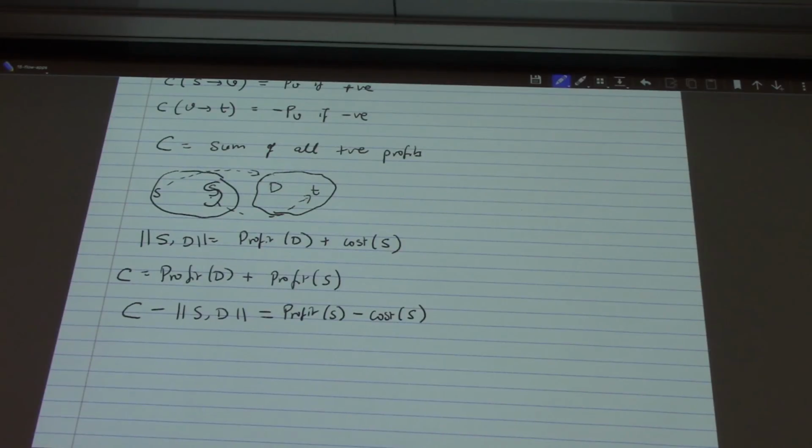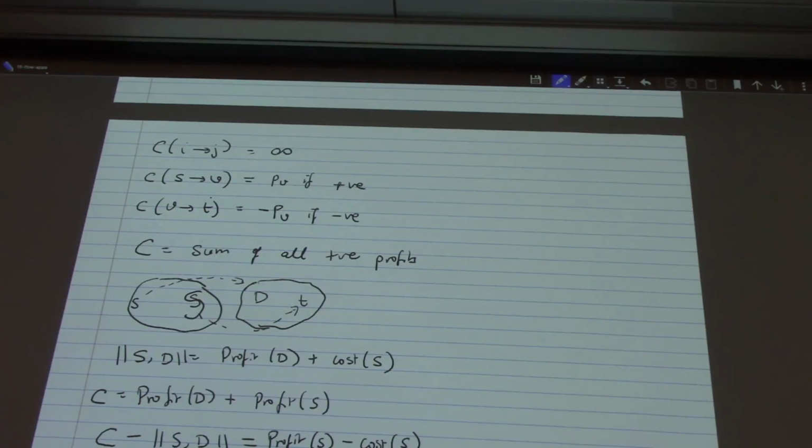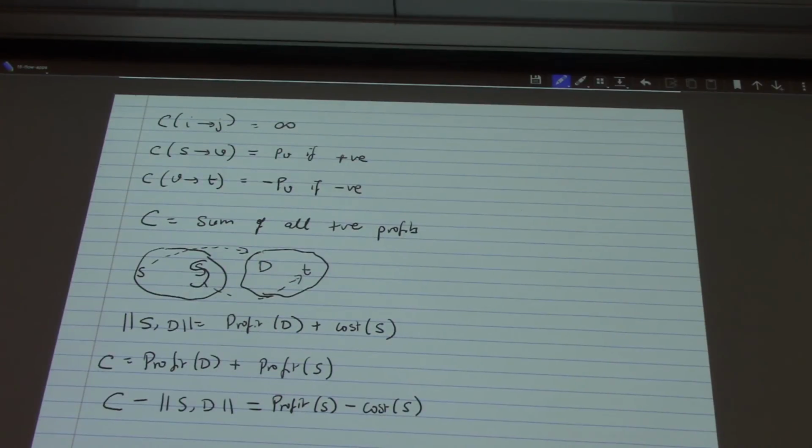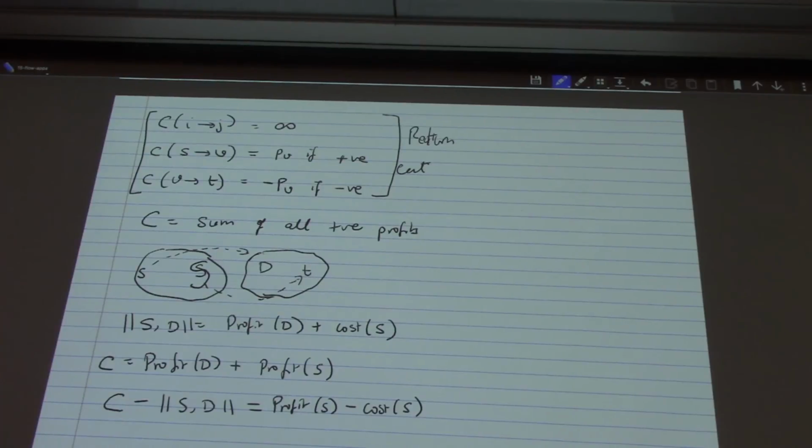Okay, so my new reduction, to go back to the problem of constructing the algorithm, is as I said earlier, this. That's it, that's my reduction, and return the cut. So my algorithm to solve the project problem is: add capacity infinity to all edges ij, add new edges S going to V with capacity PV if it was positive, add edges from V to T with capacity minus PV if V had negative profit, run the min cut algorithm and return the cut you get.